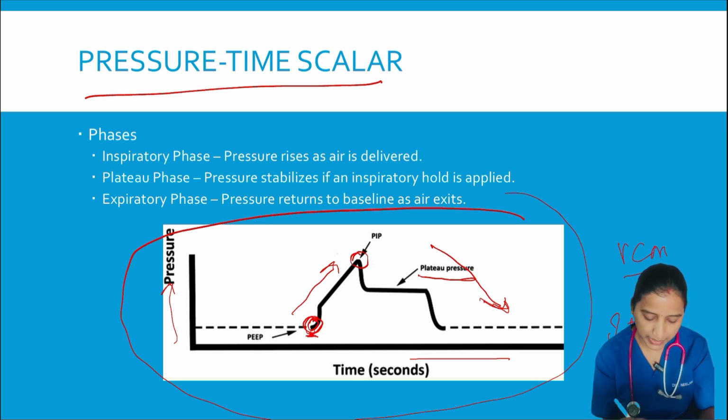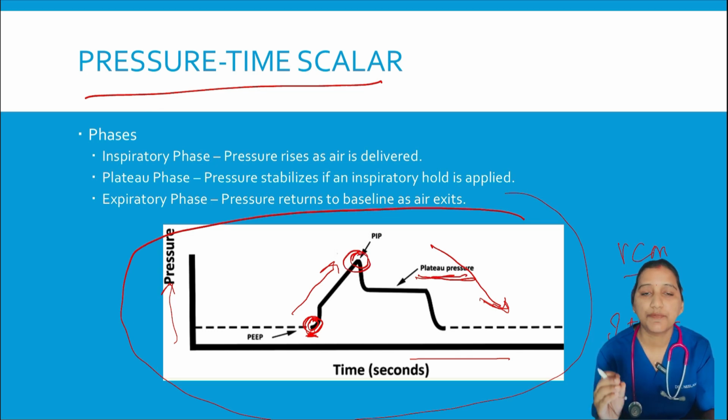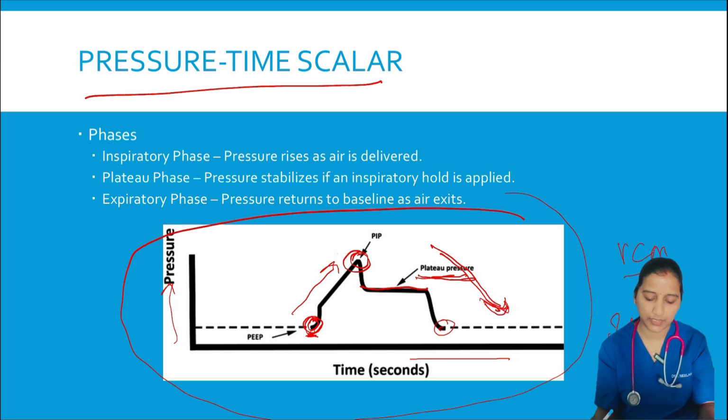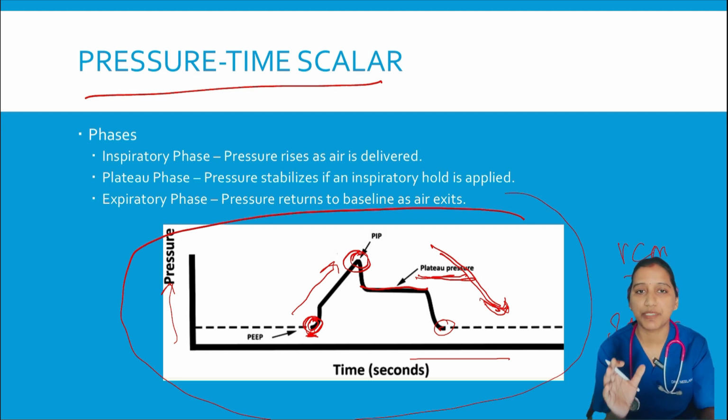That is this. It starts from the PEEP, that is the baseline. Then as the pressure increases, the maximum pressure is the peak inspiratory pressure, then coming to the plateau pressure, that indicates the pressure in the airway under static conditions, and this is the expiratory phase where the graph again comes down to the baseline. So these are the parameters that we see on a pressure-time scalar.